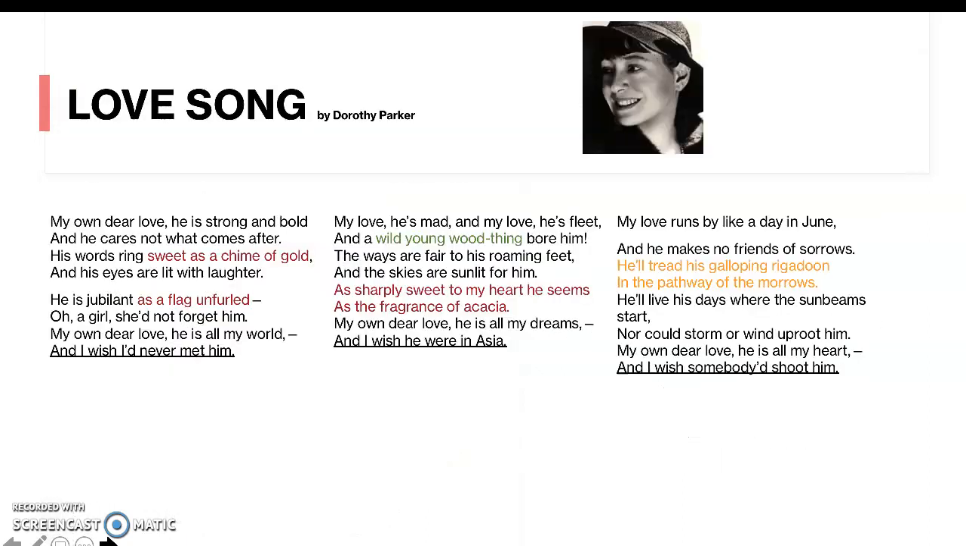So let's take a look at a couple of poems. This one's called Love Song by Dorothy Parker. It's in your poetry packet, so pause me now and take a minute to find it. I'm going to read it to you now.